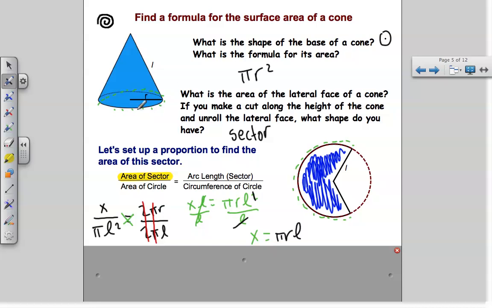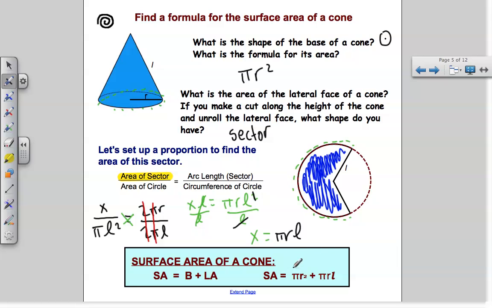So you add the circle, which is pi r squared, to pi r L, which is that lateral area, and you've got the surface area of a cone. You take the base plus the lateral area. The base was a circle, pi r squared, plus the lateral area, which was this rounded surface, which we came up with as pi r L. Remember that L is slant height. This is a formula you're going to use to come up with the surface area of a cone.